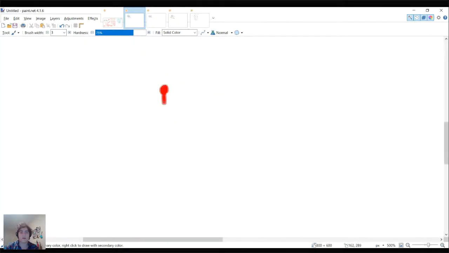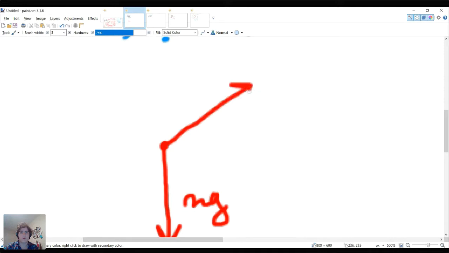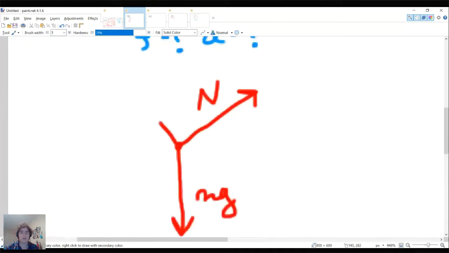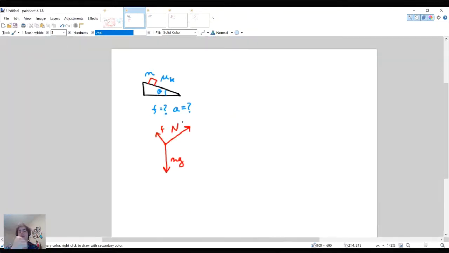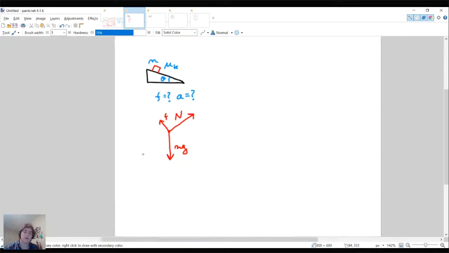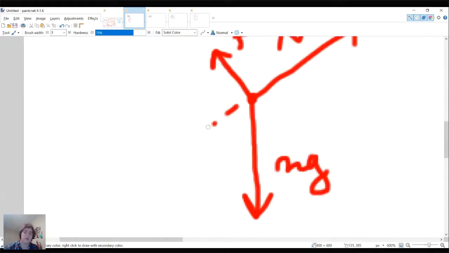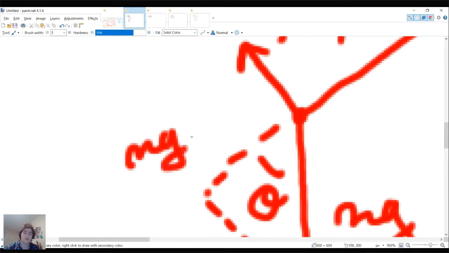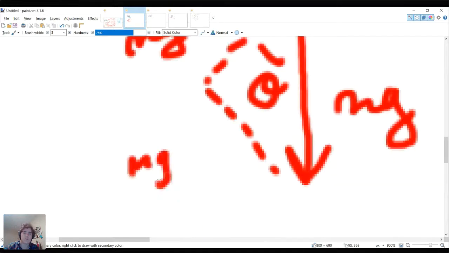So the force of gravity pointing downwards, mg, the normal force perpendicular to the plane, and then we have a friction force opposing motion. This is assuming the block is moving down the plane. So we need to split this up into its components. This angle is theta. This is mg cosine theta. This is mg sine theta.